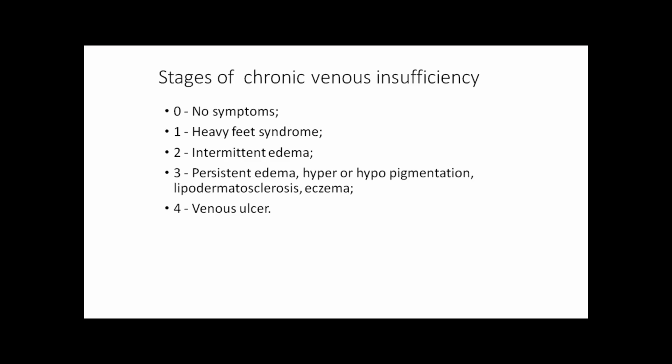The second stage is intermittent edema, where edema appears and disappears. The third is persistent edema, with persistent edema and hyper or hypopigmentation, lipodermatosclerosis and eczema. And the ultimate stage 4 is the active venous ulcer.